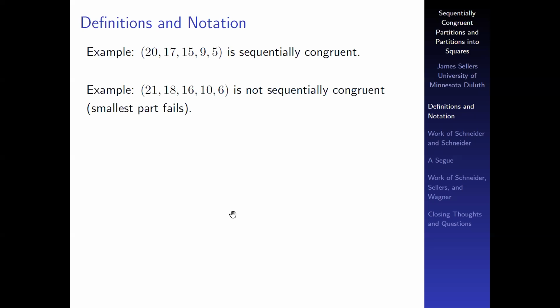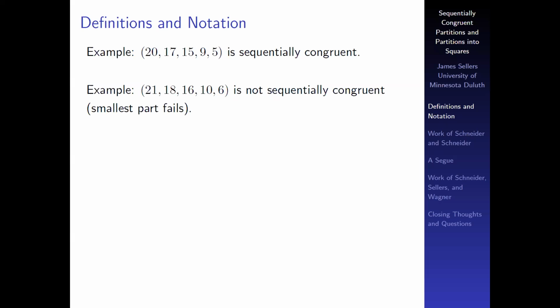For the next example, I just want to add 1 to every one of the parts in the previous example. By adding the same number across all of the parts, it turns out that all of the first several congruences must still hold for the same reasons that they held before. However, when you get to the end, now you're asking, is 6 congruent to 0 modulo the number of parts, which is still 5 in this case? And of course, 6 is not divisible by 5. Therefore, this new partition that starts with 21 is not sequentially congruent.